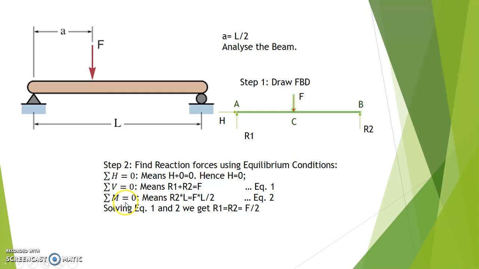Next, the sum of all the moments is 0. Here I have taken the moment about A, which means all the forces passing through A will give 0 moment as the vertical distance is 0. So this implies R2 into L, which is giving me an anti-clockwise moment, is equal to F multiplied by L by 2, which is giving me a clockwise moment. So using equations 1 and 2, we can find that R1 is equal to R2, which is equal to F by 2.